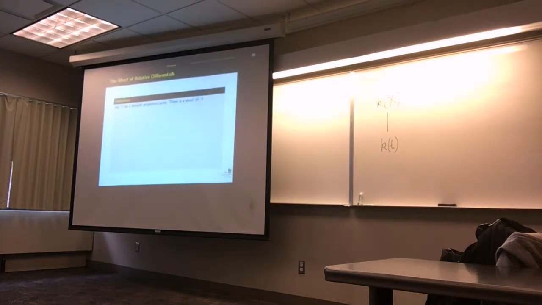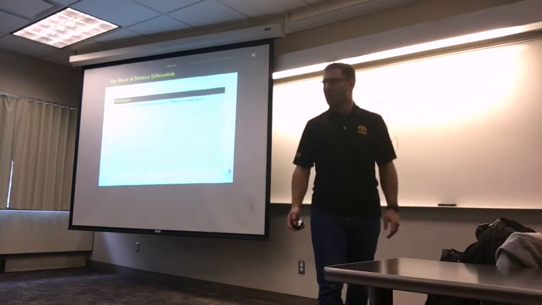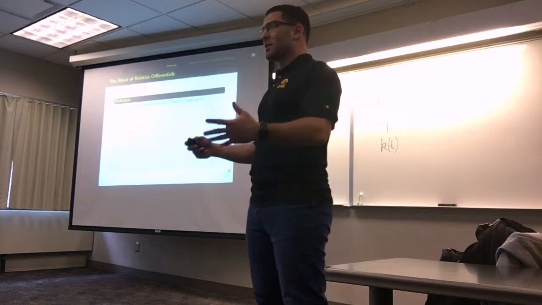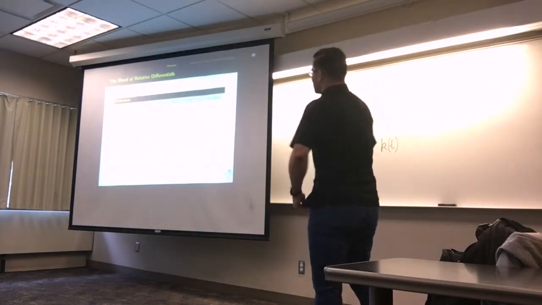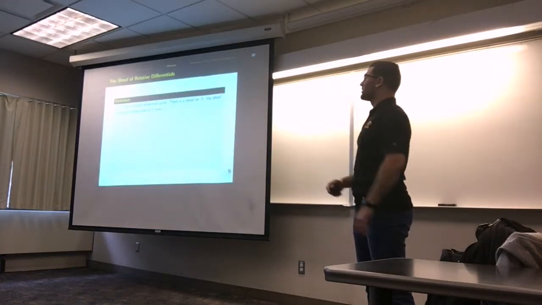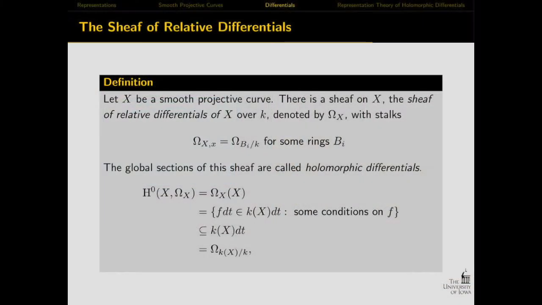So that's a module. Now we're going to define a sheaf. I'm just going to give you what the stalks of the sheaf are. Hopefully that'll be enough to give us the information about the sheaf. So first of all, this is called the sheaf of relative differentials of X over k, given a smooth curve X. And we're going to denote it by omega X.